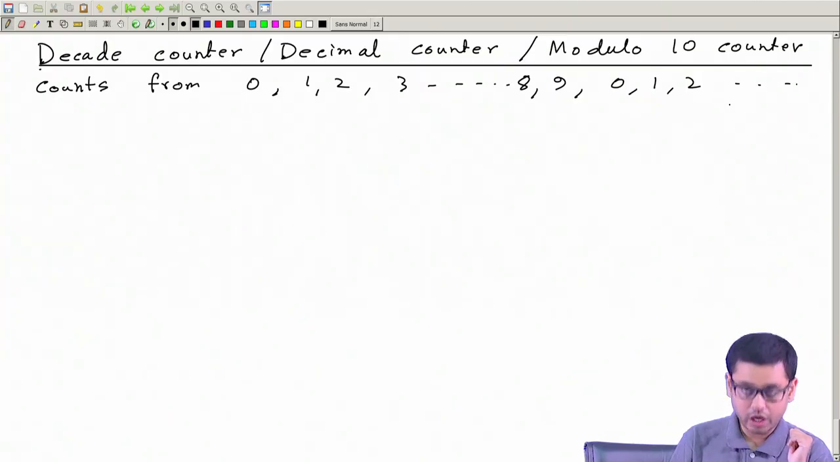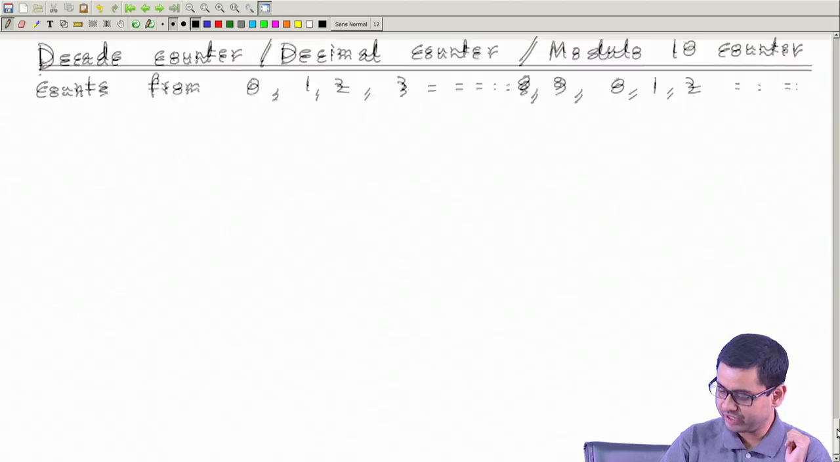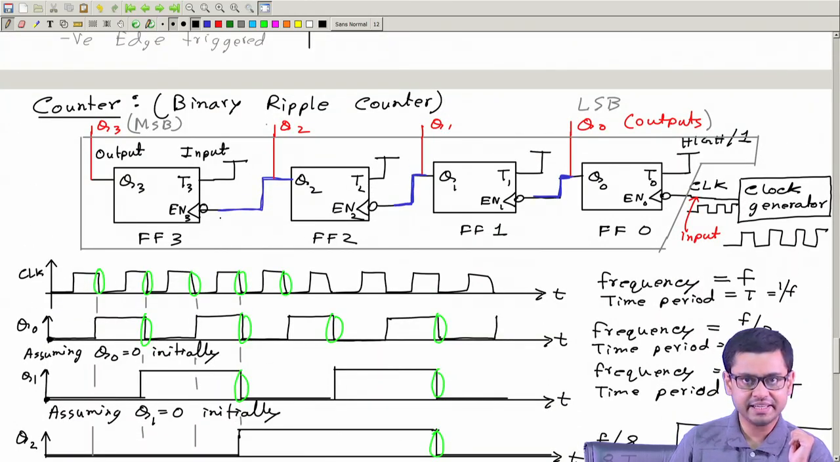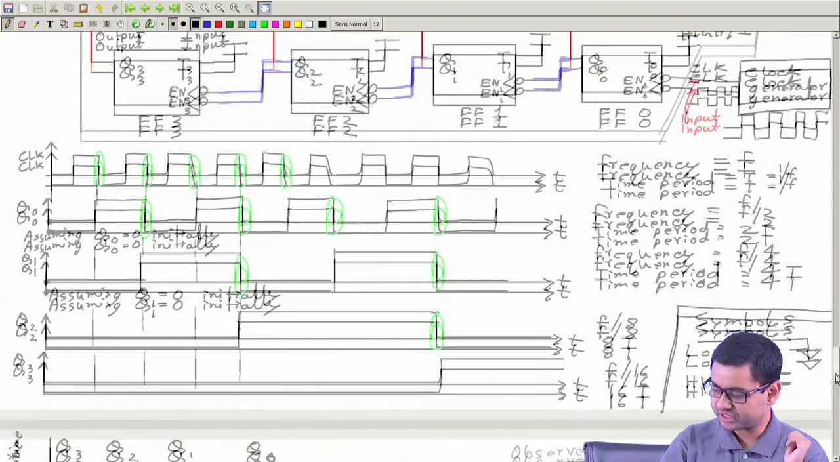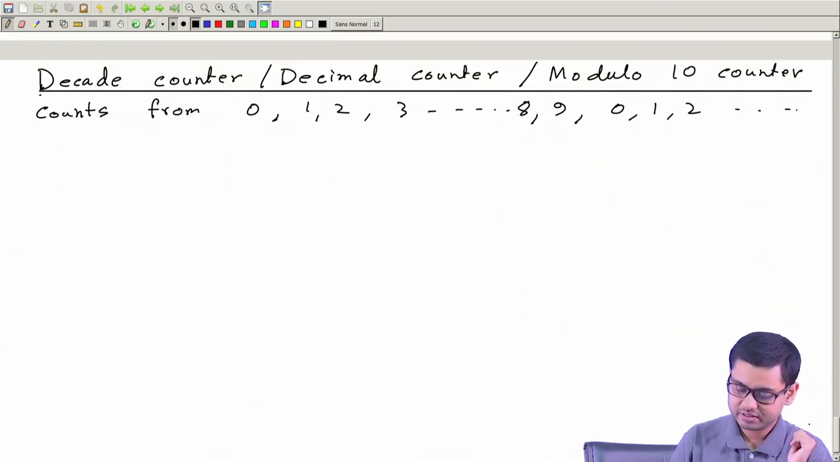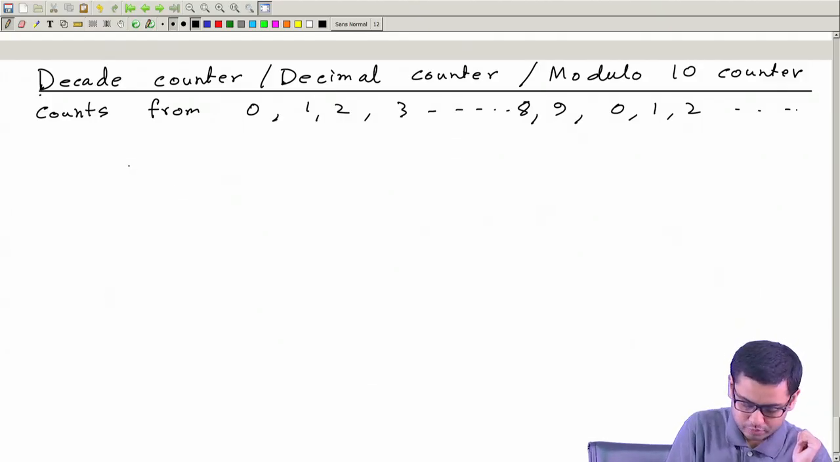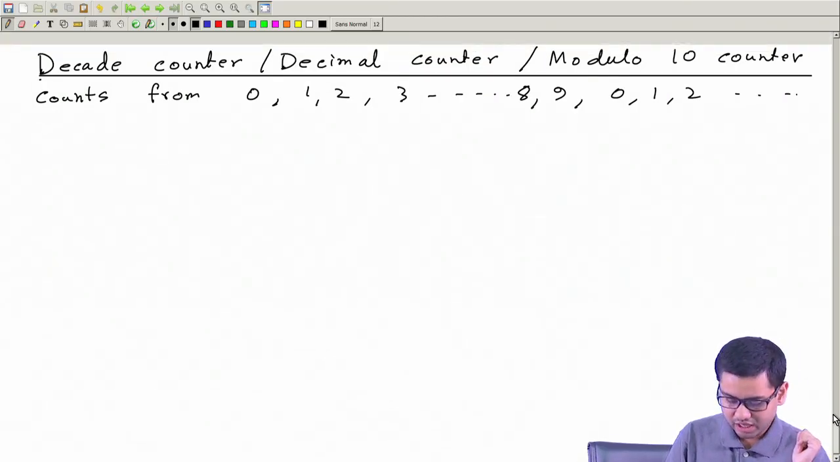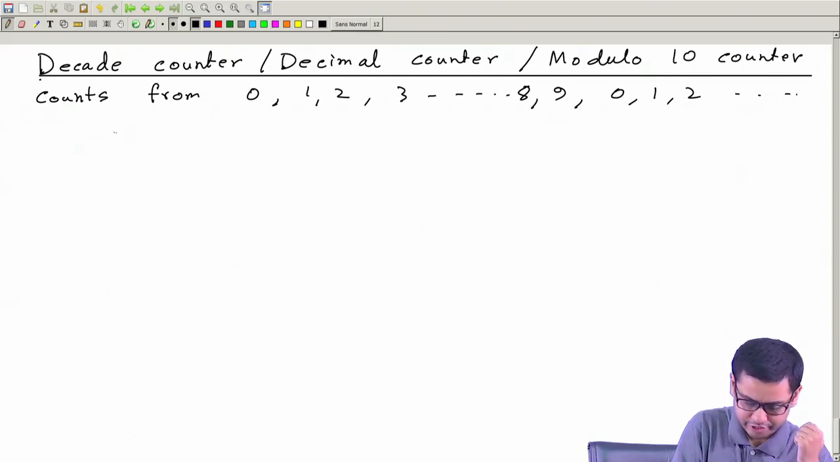Okay, so how can we make that? Let's see. We will use the previous binary ripple counter and this idea, but make some modifications to make this decade counter. Decade means 10. Decimal also means 10. We can make it in different ways. I will show you a way which I think is easy.